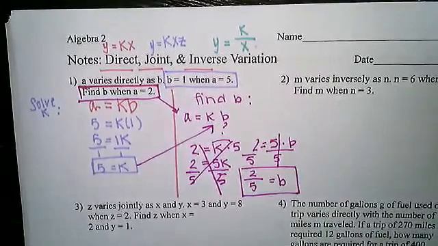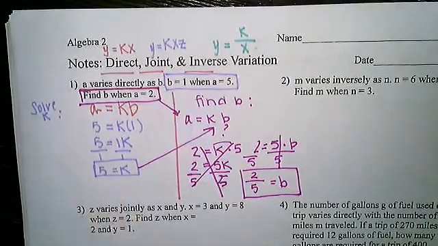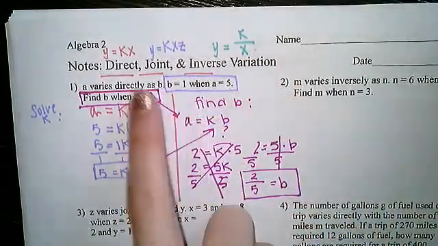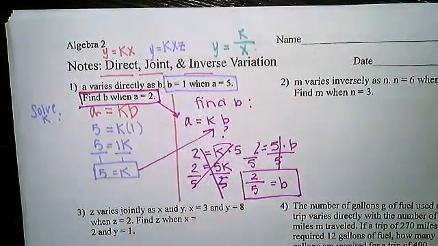So first step is always to find the constant of variation. What is the relationship between B and A? And then the second step is to solve for whatever letter is unknown using the K that we've just found and plugging that in and whatever is given to us.